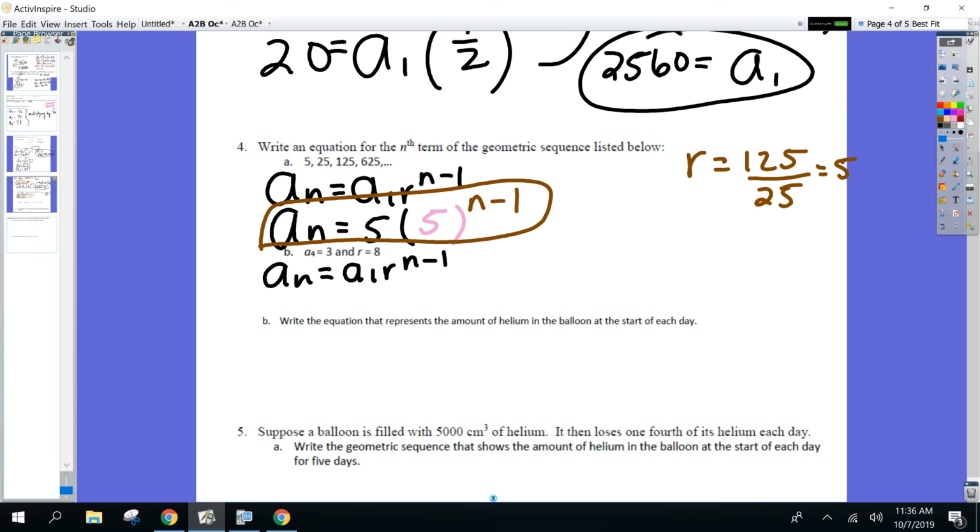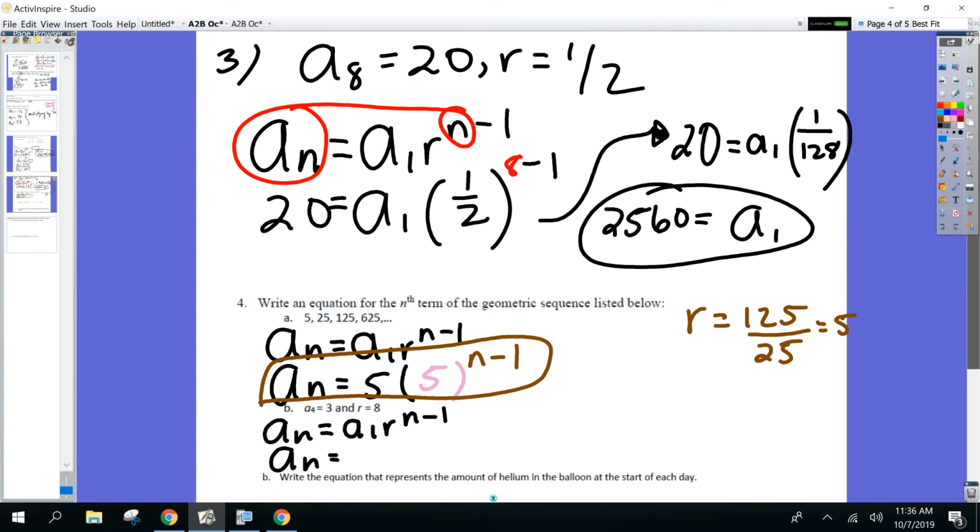Right off the bat, what's the issue? Yeah, I don't have the first term. I do have the fourth term, though. How could I find the first term? One of two ways. I can work backwards, or didn't we just find the first term up here? On number 3? Didn't we just find the first term?